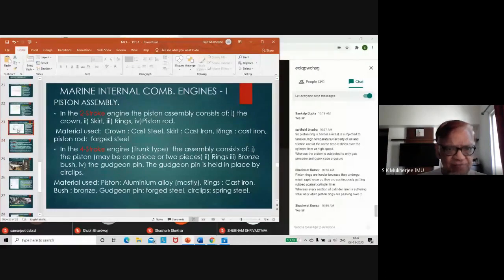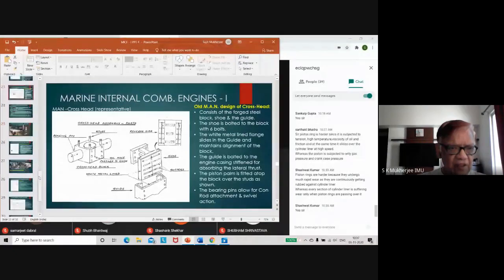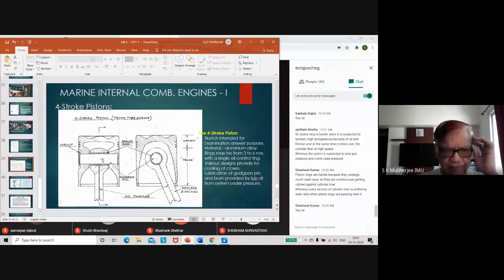Again, that diagram should be, where is the diagram? This is a four-stroke piston assembly. It consists of the piston, the gudgeon pin, the bronze bush, the circlips and the piston rings. The piston rings usually are the compression rings on top, and the last ring is an oil control ring or oil scraper ring. Sometimes this scraper ring is located right at the bottom.